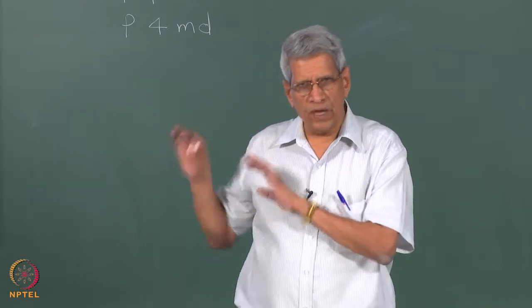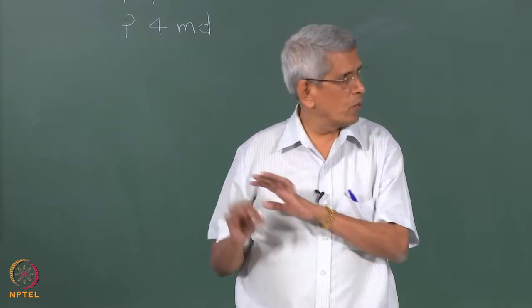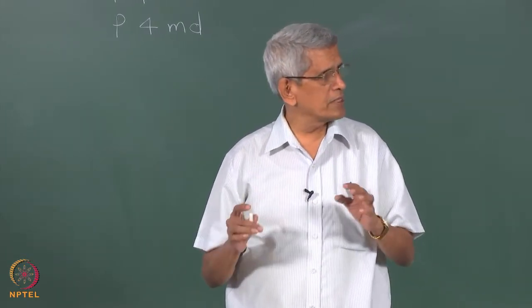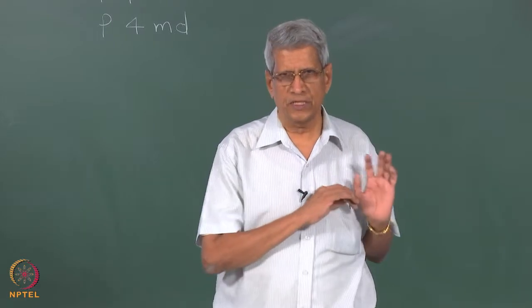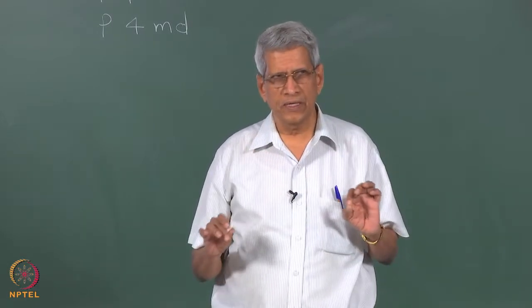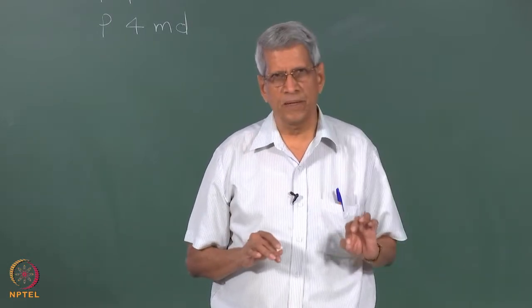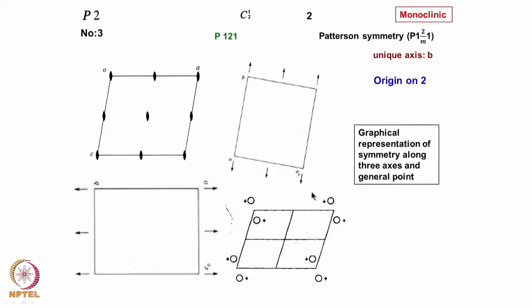Now, the way we can represent it is, all the symmetry elements which are associated with these crystals can be represented in the projection of a unit cell. For this, if we construct a unit cell like this, you see that this is the projection of a monoclinic unit, shown along the B axis, where along the B axis twofold rotation symmetry is there, right.